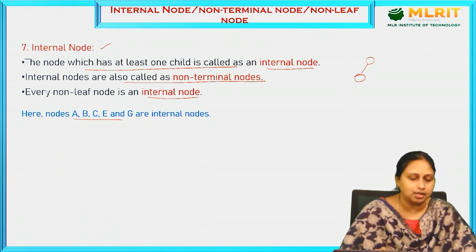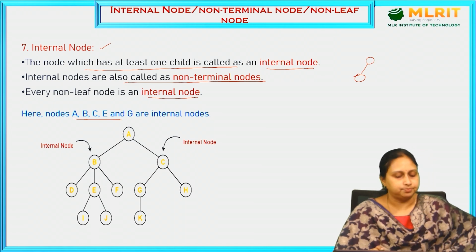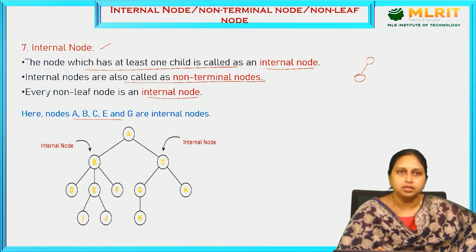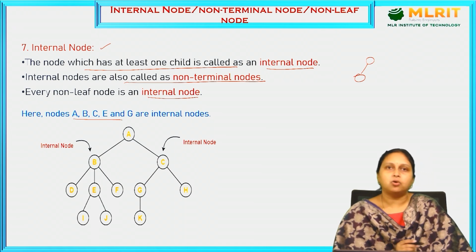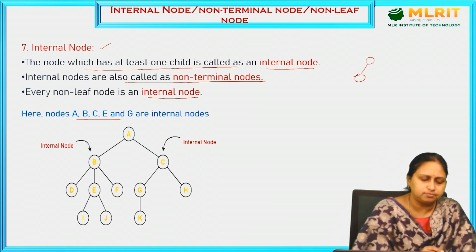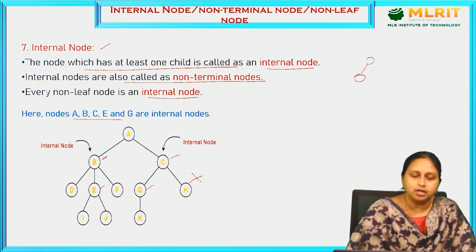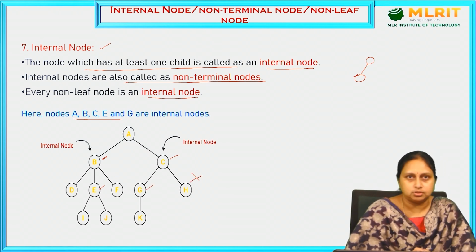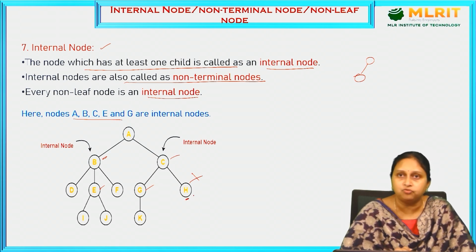Let us take the example of the tree. Yes, this is the example tree, and which are all the internal nodes here? A, B, C, E and G. These are all the internal nodes. And a node which doesn't have any children is nothing but the leaf node.